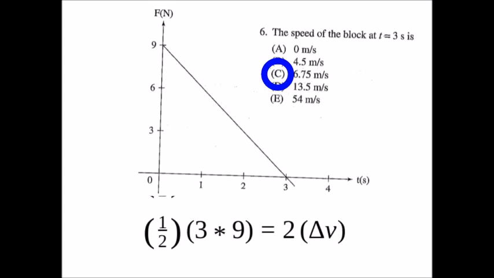A lot of people said B, 4.5 meters per second. I don't know how you got that. I bet I can figure out. I couldn't figure out how you got that. So if you got B, let me know how you got B, but the answer is C.